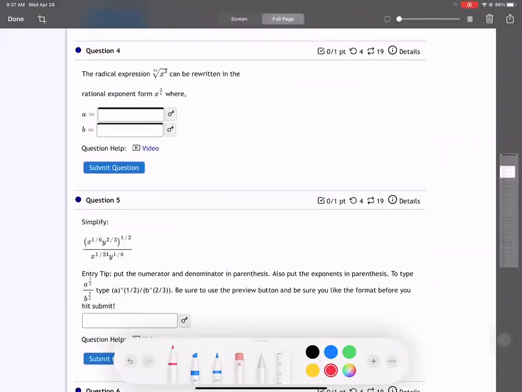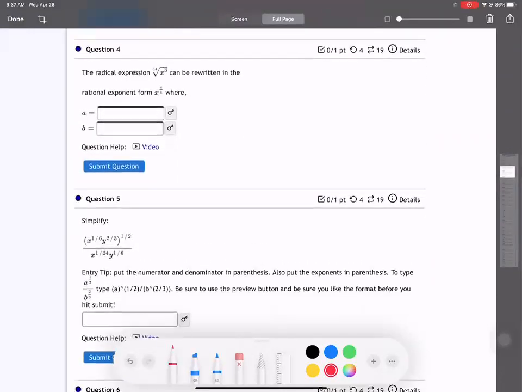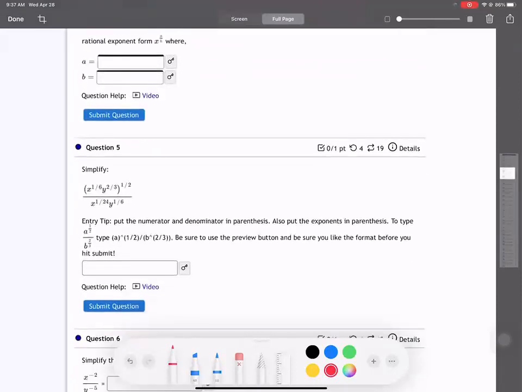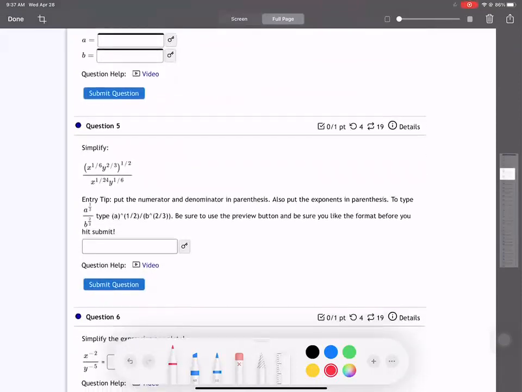Let's see. Number 4, they want you to just rewrite it. Number 5 looks very tricky. And a couple ways of doing it. One is I could just get rid of the parentheses. And the way we do that is we multiply the exponents.